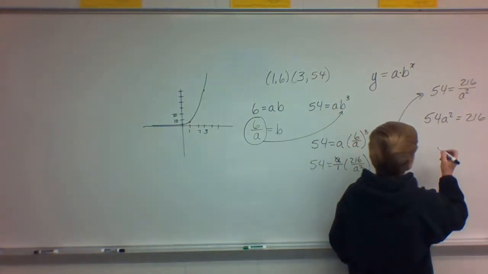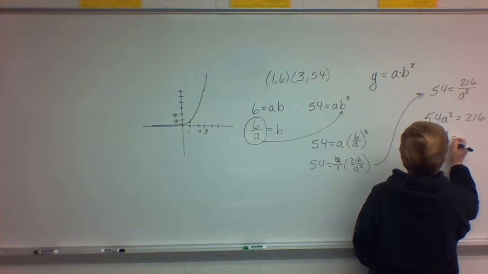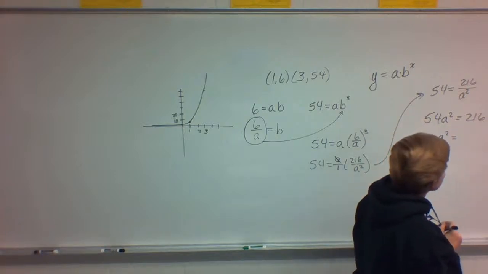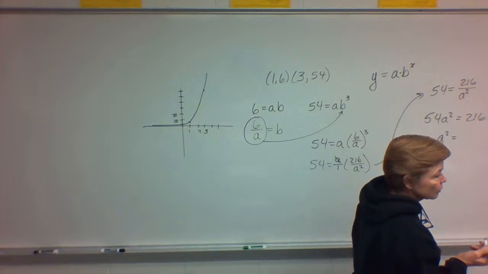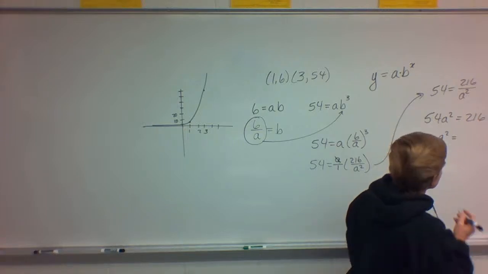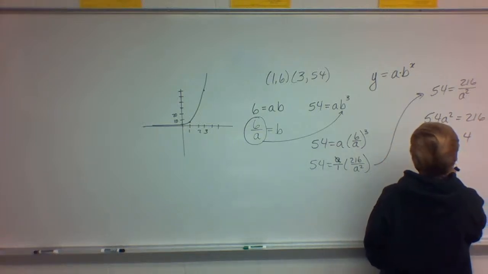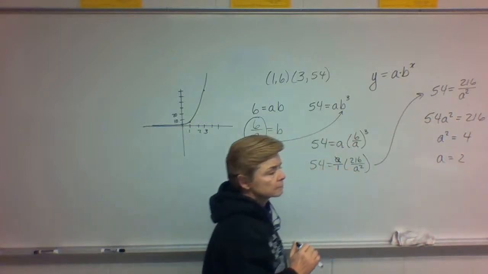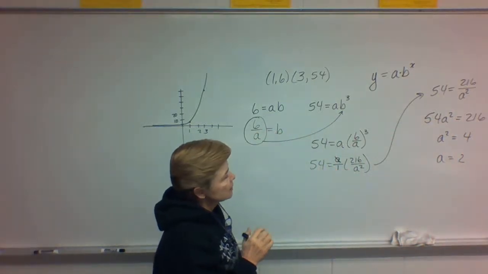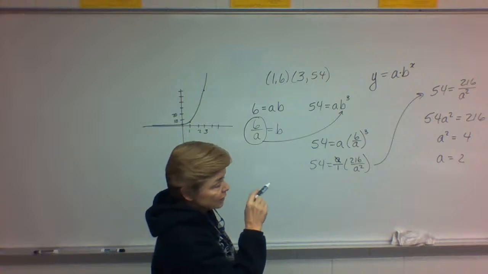Then we divide by 54. What's 216 divided by 54? 4? Is it 4? Yeah. Then A is 2. We got one of them now. Since A is 2, and that took an awful lot of work. That's a lot of math right there.